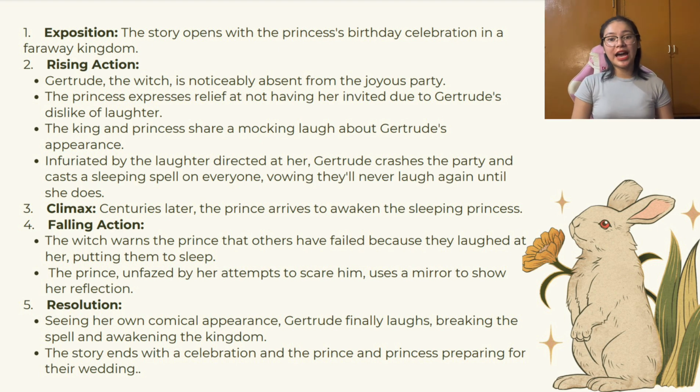Then moving on, we have the climax, which is centuries later, the prince arrives to awaken the sleeping princess. And as for the falling action, the witch warns the prince that others have failed because they laughed at her, putting them to sleep. And also the prince, unfazed by her attempts to scare him, uses a mirror to show her reflection. And as for the resolution, seeing her own comical appearance, Gertrude finally laughs, breaking the spell and awakening the kingdom. So the story ends with a celebration and the prince and princess preparing for their wedding.